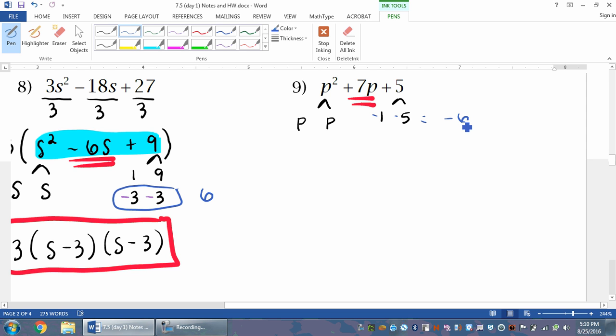So not every trinomial is factorable. So number 9 is not factorable. So when you cannot find a combination, and there's no numbers that multiply to 5 but also add to 7, they are not factorable.